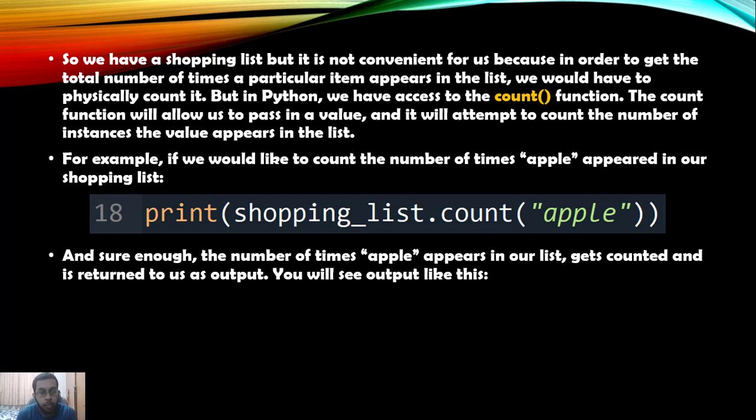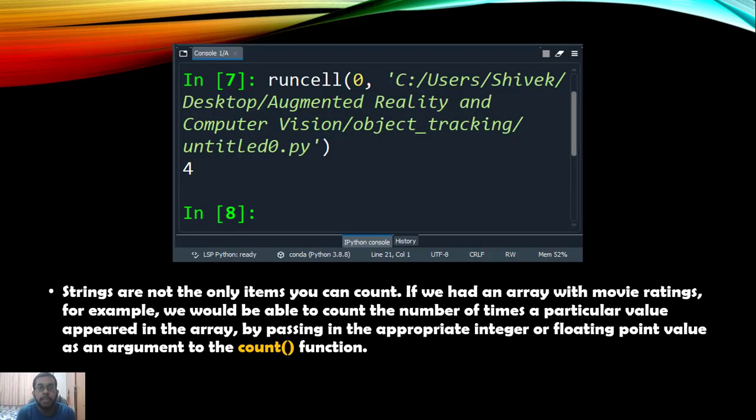For example, if we would like to count the number of times apple appeared in our shopping list, print(shopping_list.count("apple")). And sure enough, the number of times apple appears in our list gets counted and is returned to us as output. You will see output like this. 4. Strings are not the only items you can count. If we had an array with movie ratings, for example, we would be able to count the number of times a particular value appeared in the array by passing in the appropriate integer or floating point value as an argument to the count function.